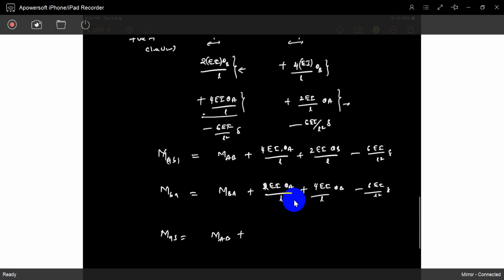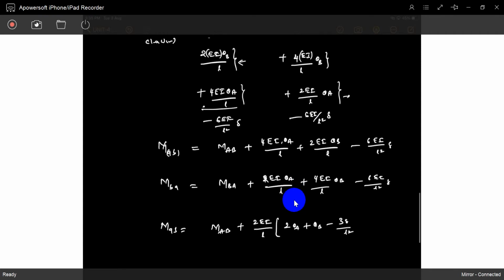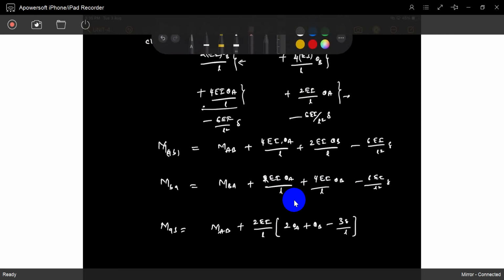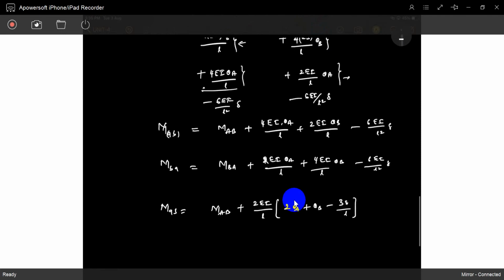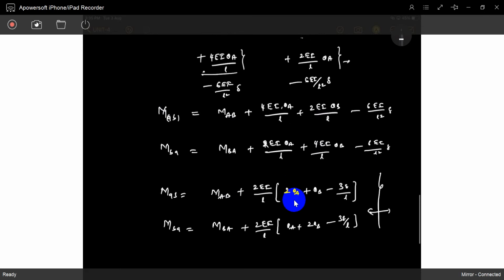MAB plus, if you take 2EI by L as common, 2 theta A plus theta B minus 3 delta by L square. That's it, na? L square? No, L. I will write L. So MBA, same thing, 2EI by L into theta A plus 2 theta B. That's it. These are the final moments.